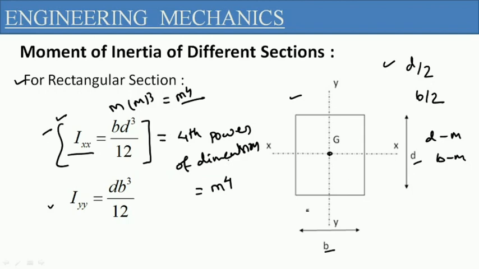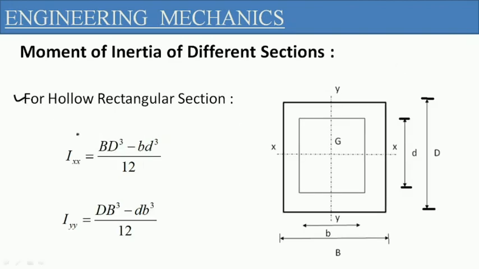If you know the exact shape of the plane, if you have a rectangle in the plane, you can directly apply this formula to define the moment of inertia about the x-axis. Similarly, if we are considering the y-y axis, this formula will be db³/12. So you need to remember these two formulas. It will save your time.